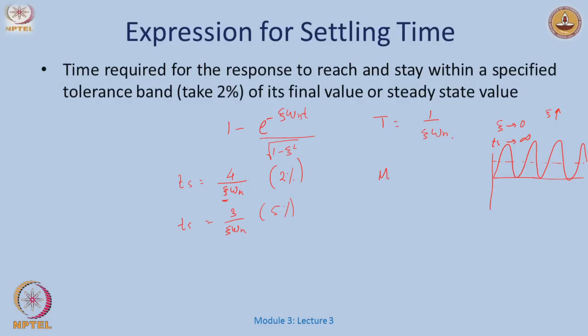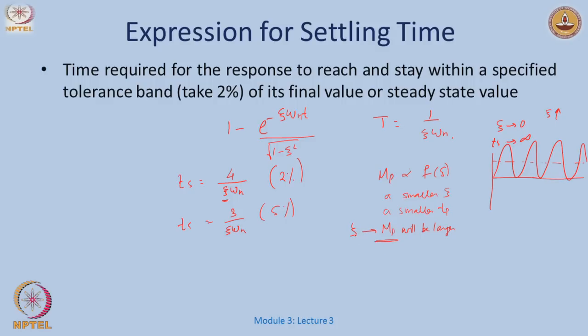My peak overshoot is also some function of zeta, in such a way that if I have a smaller zeta, I have a smaller peak time and even a smaller rise time, right. So, if I want a faster response, my zeta is smaller, but then my overshoot will be larger, right.